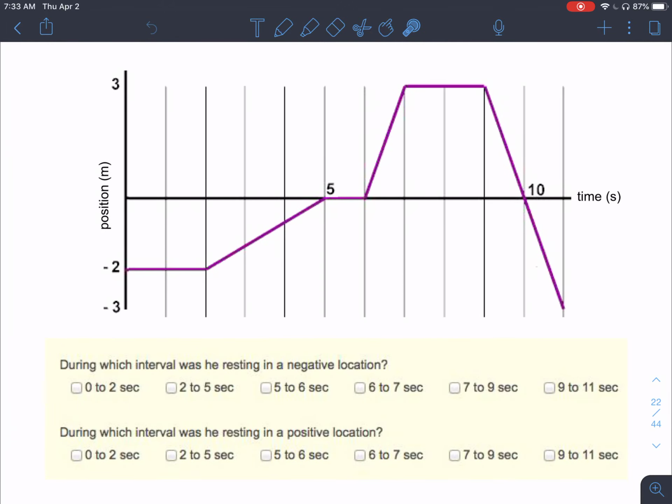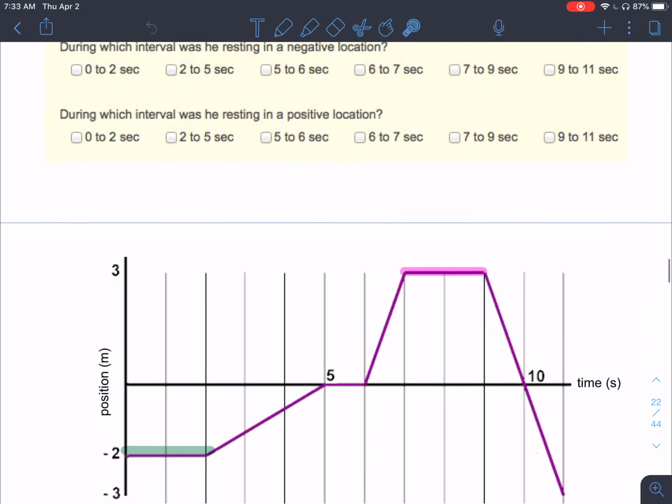Next up, during which interval... oh, sorry, you know what, the questions will pop up on the side. Go ahead and answer these questions. See how you did.